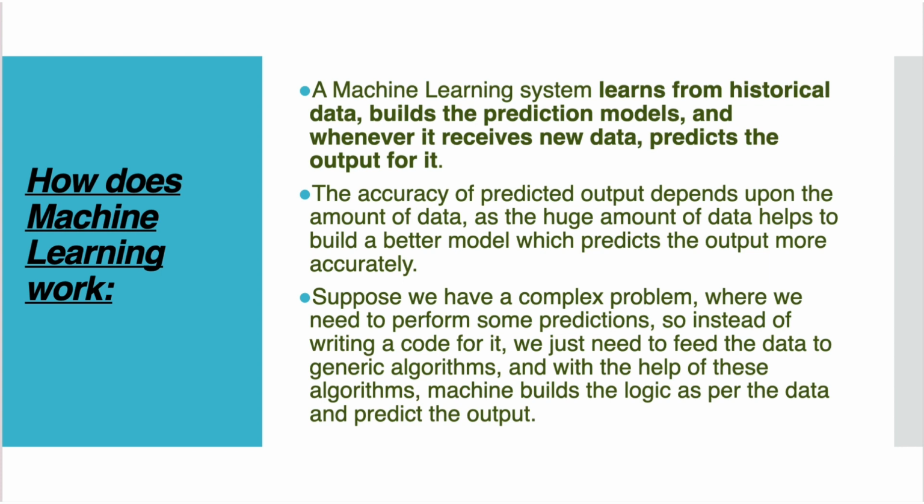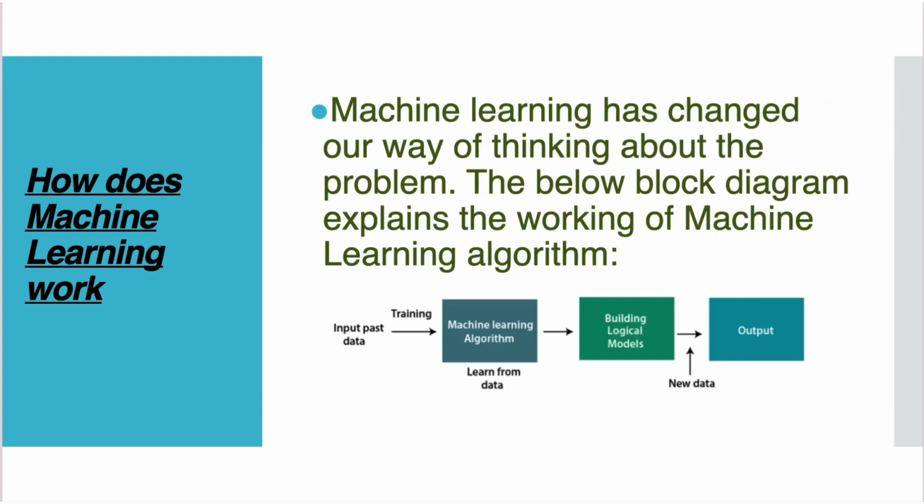A machine learning system learns from historical data, builds the prediction models, and whenever it receives new data, predicts the output for it. The accuracy of predicted output depends upon the amount of data, as a huge amount of data helps to build a better model which predicts the output more accurately. Suppose we have a complex problem where we need to perform some predictions. Instead of writing code for it, we just need to feed the data to generic algorithms. With the help of these algorithms, the machine builds the logic as per the data and predicts the output. Machine learning has changed our way of thinking about the problem. The below block diagram explains the working of a machine learning algorithm.